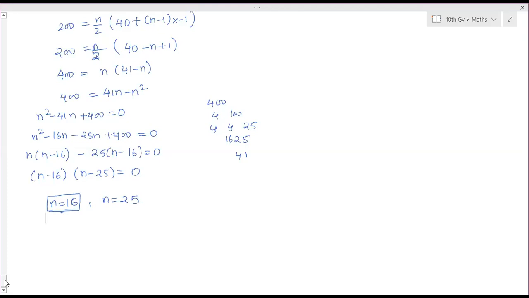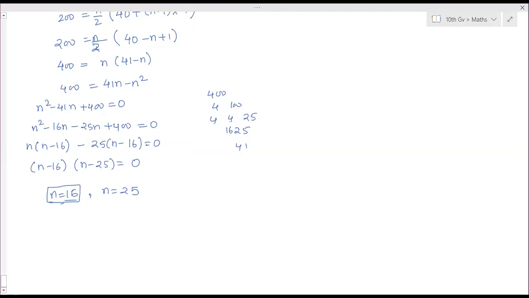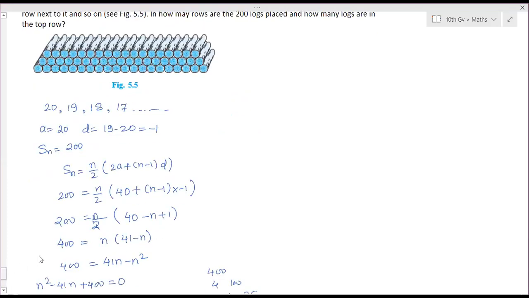Ma'am, you just said that there are no more logs above 16 terms. Practically, okay. Ma'am, how do you say that? After this 16, is it possible to place any negative logs, and you will get the 25th term again with the same 200 logs till 25 rows? Possible?